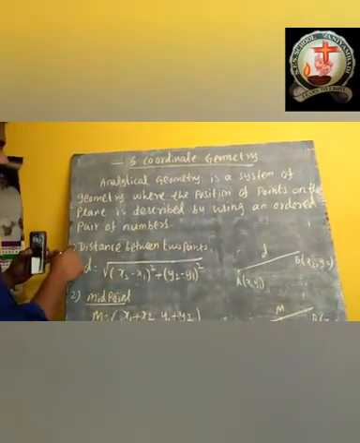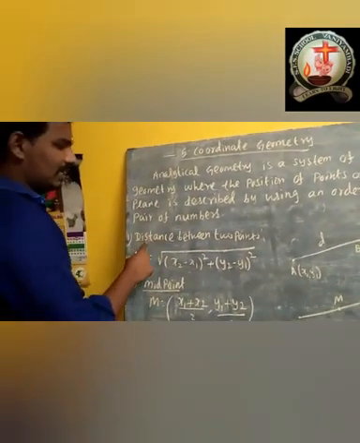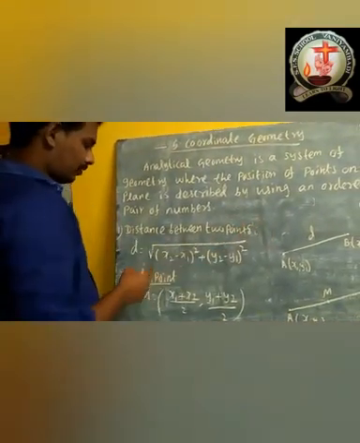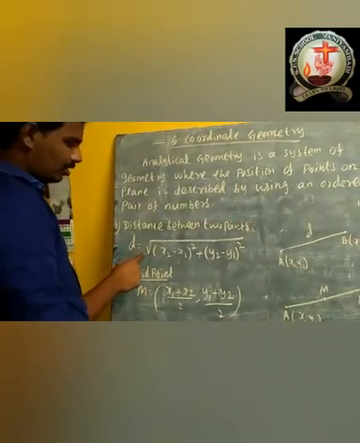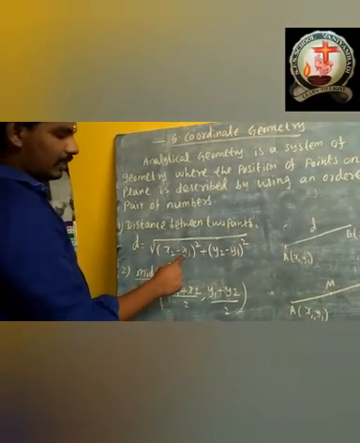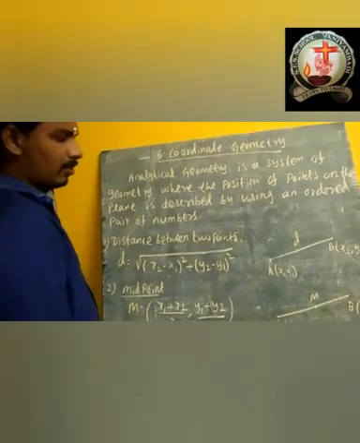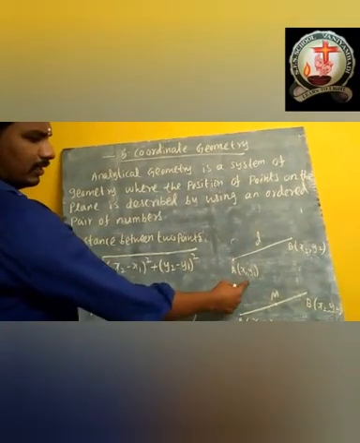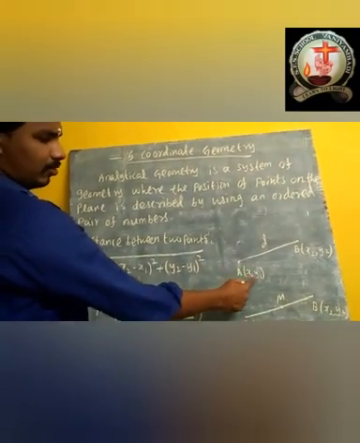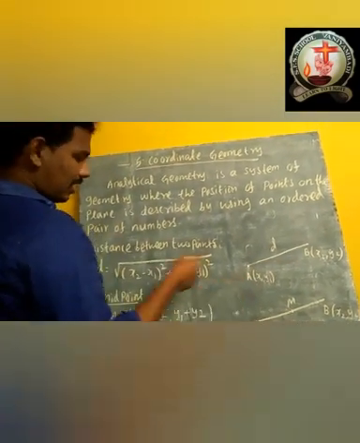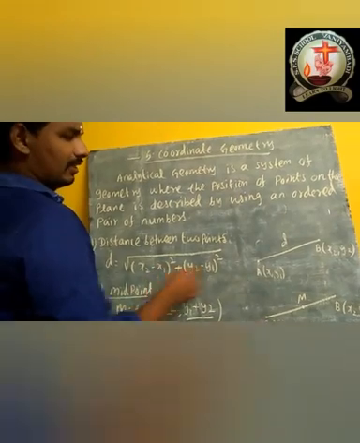Okay, let us recall from 9th standard: distance between 2 points. The formula is d equals square root of (x2 minus x1) whole square plus (y2 minus y1) whole square. For example, they give 2 points, x1, y1 as (2, 3) and (5, 7). How can we find the distance now? Using this formula we can find the distance.